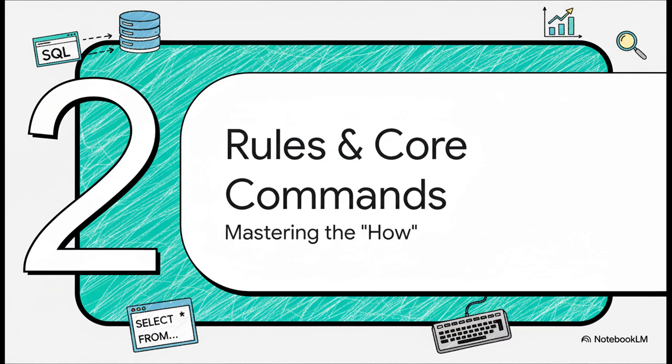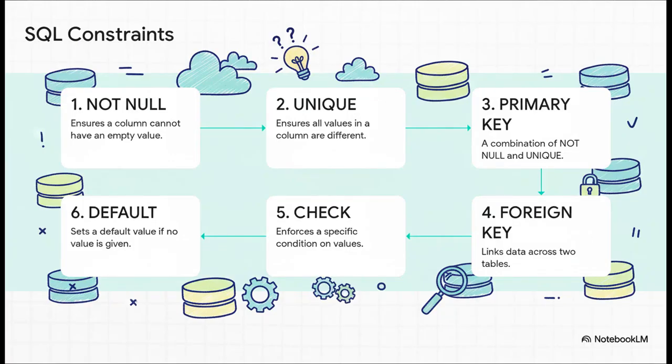Okay, so we've got our structure. We know how the tables are related. Now let's talk about the rules we can set and the actual commands we use to boss the database around. You know, the easiest way to think about these constraints is to picture a Google form. When you make the email field required, that's not null. When you make sure no two people can use the same username, that's unique. You could even add a rule, a check, to make sure someone's age is over 18. These are just rules to make sure the data you're getting is clean and usable right from the get-go.